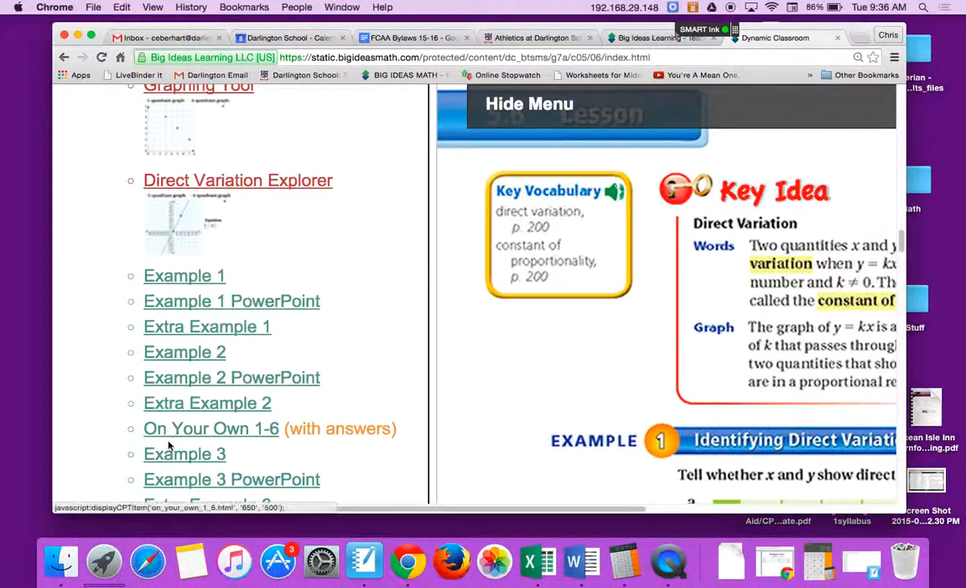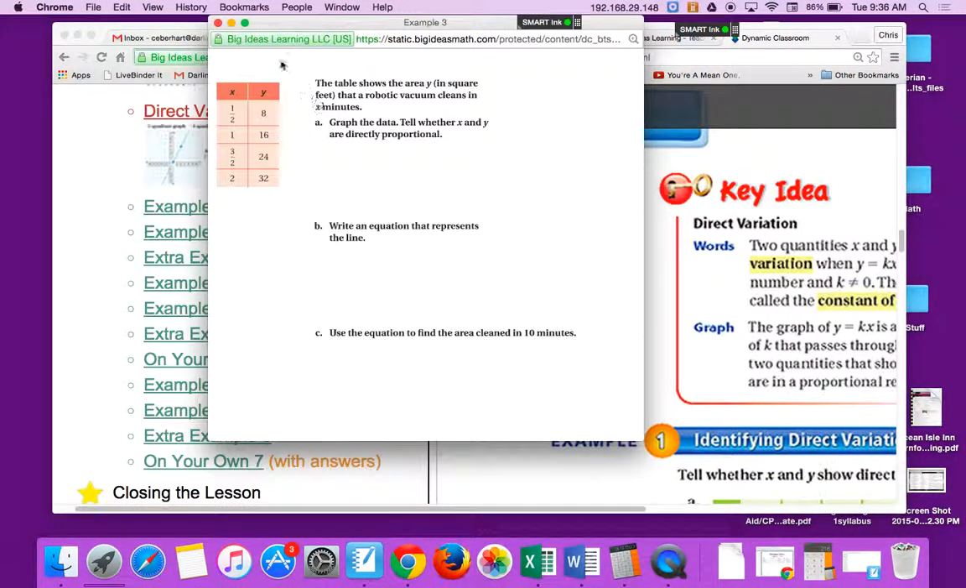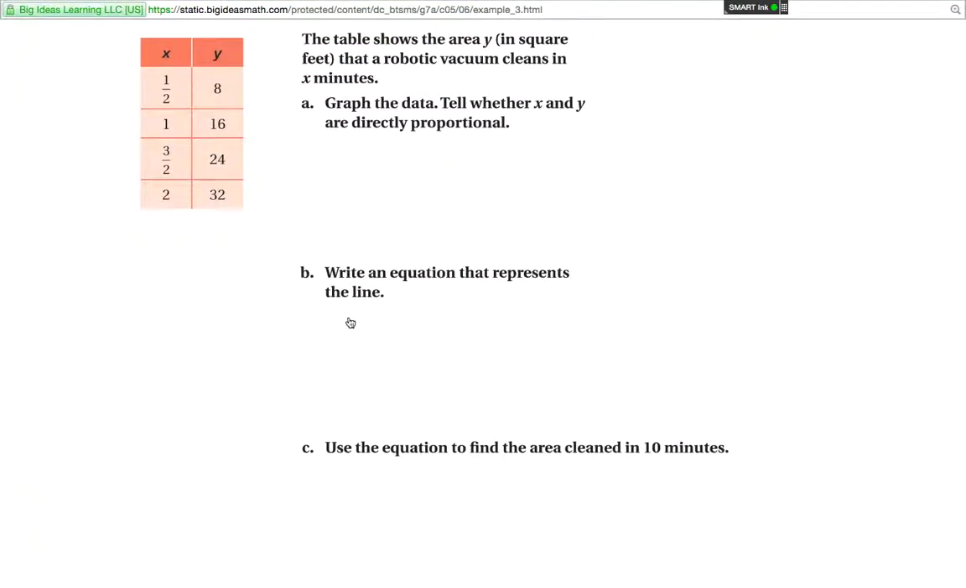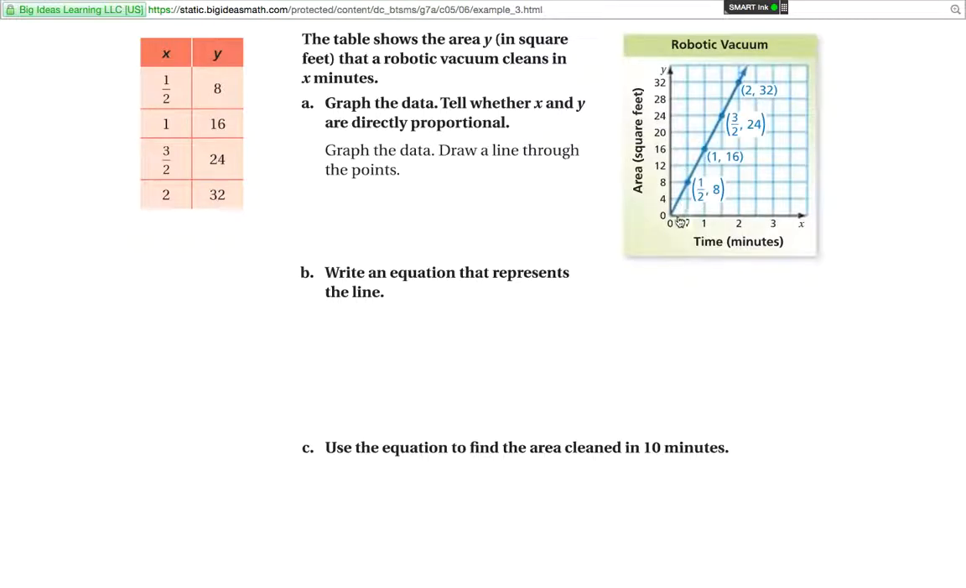Oh, we have one more I want to look at. Okay, looking at tables. The table shows the area in square feet that a robotic vacuum cleans in x minutes. So you have x at 1/2, y at 8, x at 1, y at 16, and so on. Graph the data, tell whether x and y show direct variation. So first thing, let's graph it. Okay, so we graph the points here. Notice it goes through (0, 0).